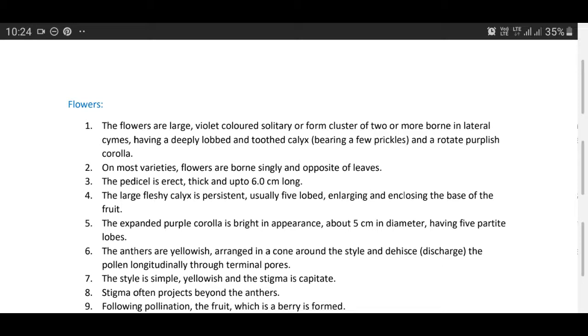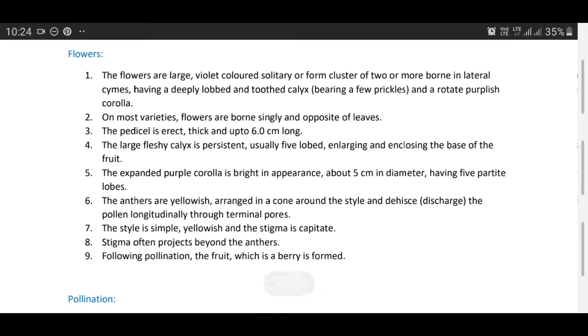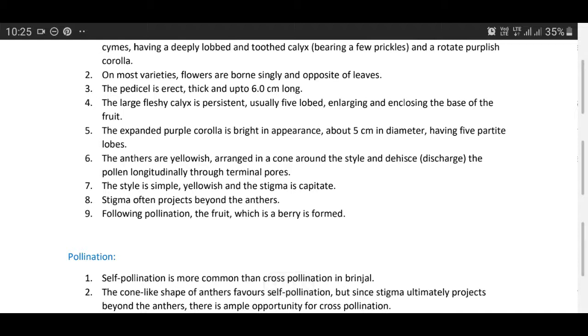The pedicel is erect, thick and up to 6 cm long. The large fleshy calyx is persistent, usually 5-lobed, enlarging and enclosing the base of the fruit. The expanded purple corolla is bright in appearance, about 5 cm in diameter, having 5 partite lobes. The anthers are yellowish, arranged in a cone around the style and discharge the pollen longitudinally through terminal pores. The style is simple, yellowish, and the stigma is capitate. Stigma often projects beyond the anthers.